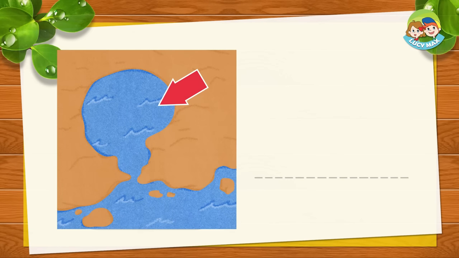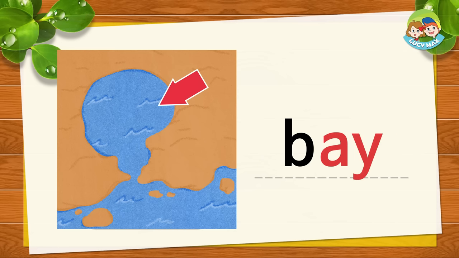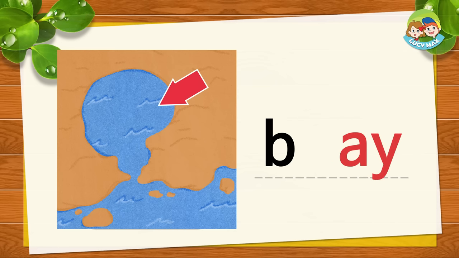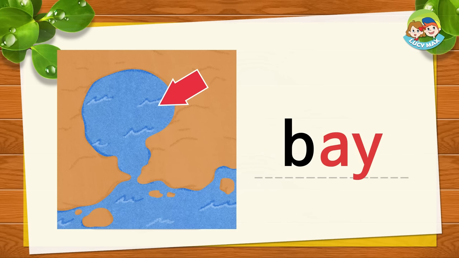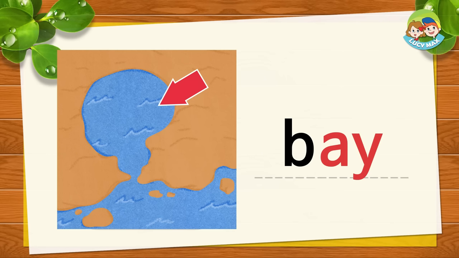Look at the arrow. It points to a bay. The sea is blue. The land is brown. The bay is the sea area where the land curves inward. B and A together is bay. B, A, bay. Now you try. Very good.